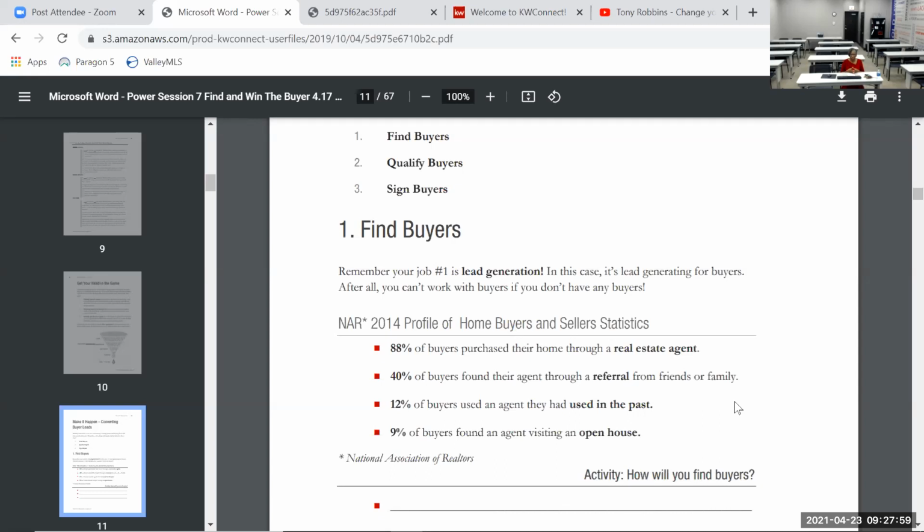12% of buyers used an agent they had used in the past. So when this goes to dealing with your clients, your past clients and client referrals: once you have a buyer, you get that buyer to the closing table. You're not done with your relationship with that buyer. Your relationship should continue.